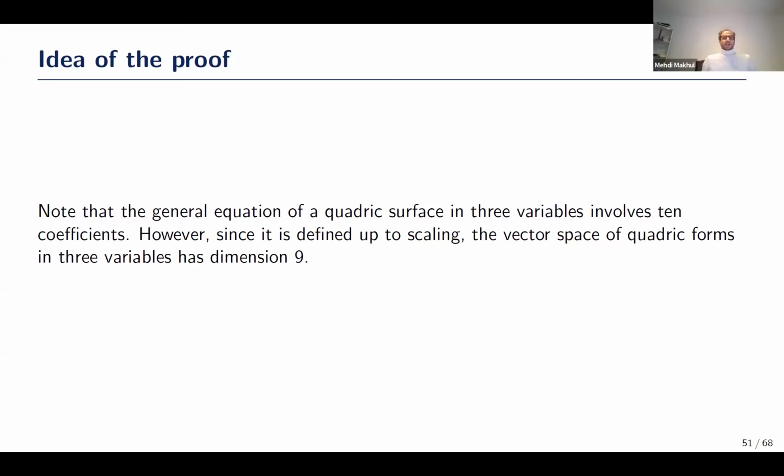Actually, the equation of any quadric surface has 10 coefficients. And because we have one equation, we would expect the vector space of quadric forms in 3 variables to be a 10-dimensional vector space. And whenever we impose one tangency property, we would expect the dimension to be reduced by 1.